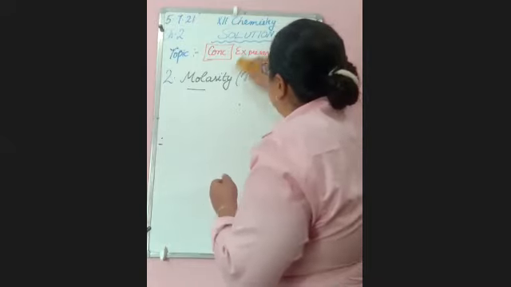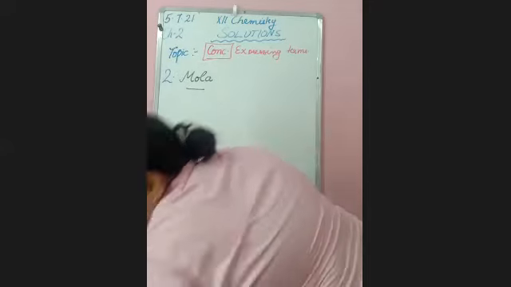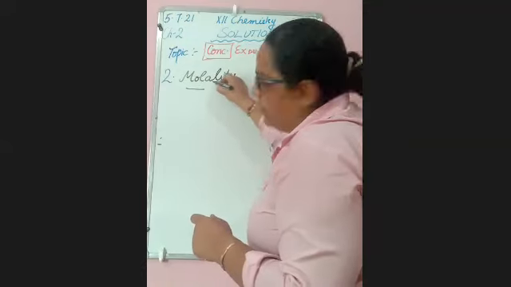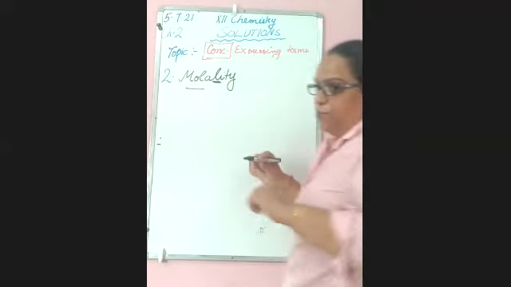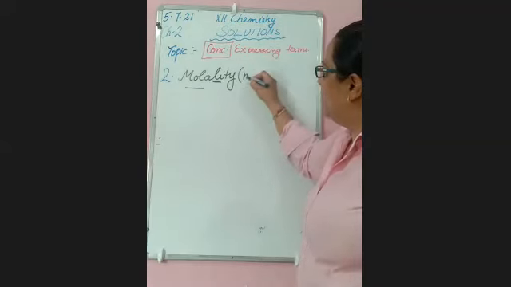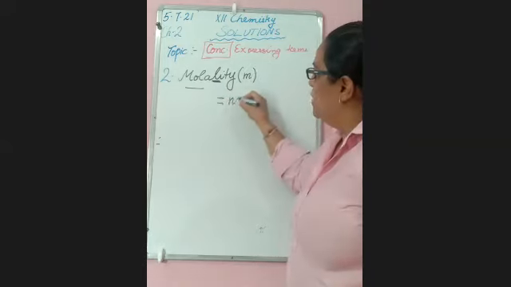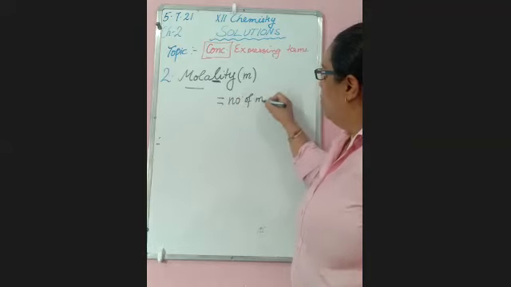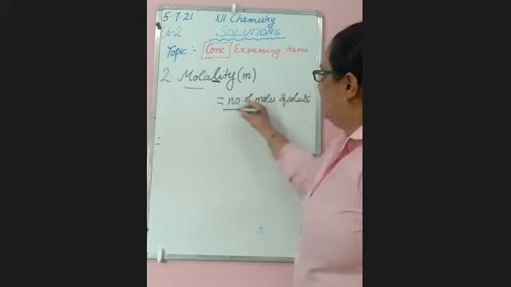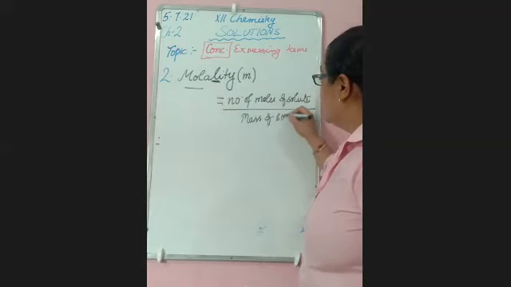The next term, similar to that, is molality. Generally, students get confused between these two terms, and you see there is only one word difference. That was molarity; this is molality. It is represented by small m. It is also the number of moles of solute present per kg mass of solvent.